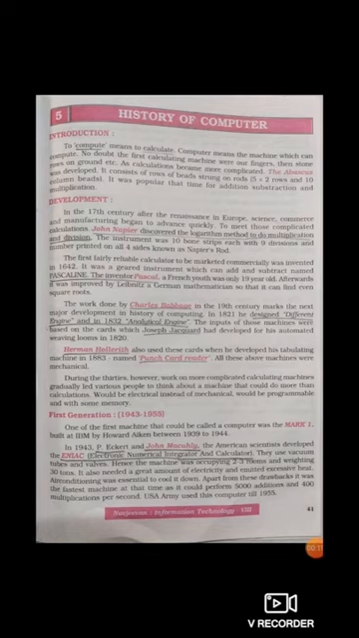So let's take a look at the development stages. In the 17th century, after the Renaissance in Europe, science, commerce and manufacturing began to advance quickly. To meet those complicated calculations, right? So in the 17th century, after the changes that took place, science and commerce and manufacturing began to advance very quickly. We saw a rapid growth in development. After the 17th century, we started evolving.